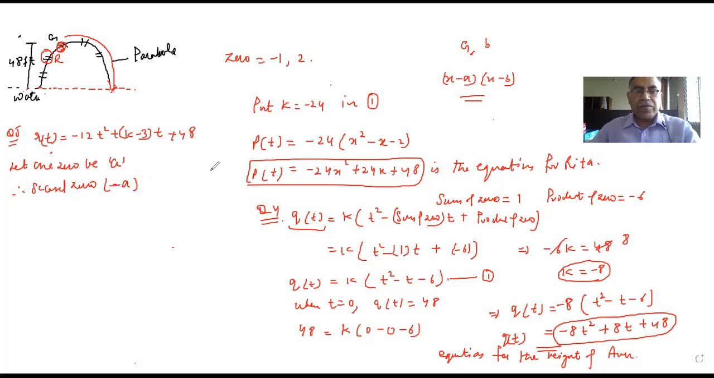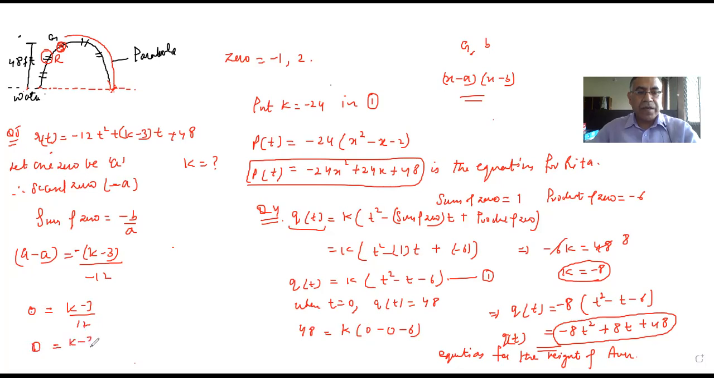So you have to find out the value of k. If two zeros are negative of each other, what should be the sum of zeros? Minus b upon a. So a minus a is equal to zero, the value of b here is k minus 3, negative outside over, the value of a is minus 12. So this is equal to 0. Minus goes with this, k minus 3 over 12. All cross multiply, 12 multiplied by 0 is 0. This is k minus 3, which implies k is equal to 3.